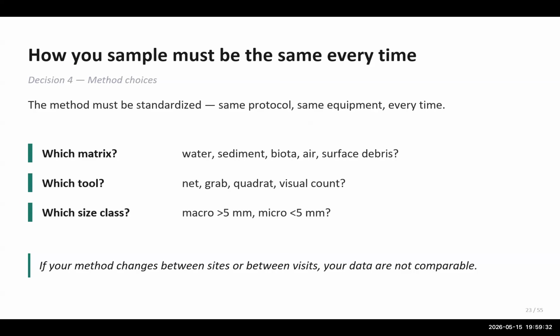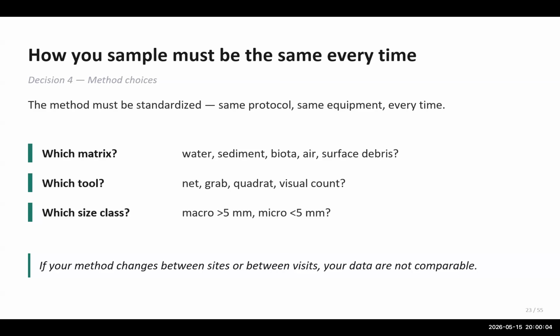So the decision number 4 is how we measure. The method must be standardized. This means that we always use the same protocol, the same equipment every time we go to measure in the environment. And 3 things are important here. One is the matrix. Where are you going to sample? The water, the sediment, the biota, air, everything. That depends on the method you are going to apply, right?